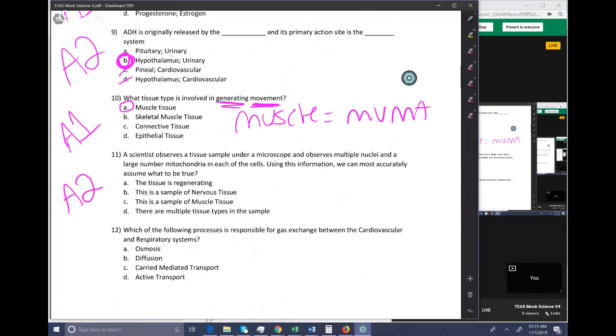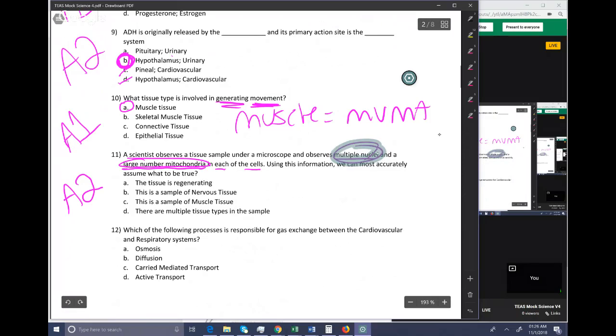A scientist observes a tissue sample under a microscope. He observes multiple nuclei and a large number of mitochondria in each cell. The multiple nuclei is there just to sort of throw you off, because I know we've talked about the mitochondria part quite a bit in your muscular notes, and mentioned briefly when we went through the picture diagram in class, though I do mention that there's also multiple nuclei.